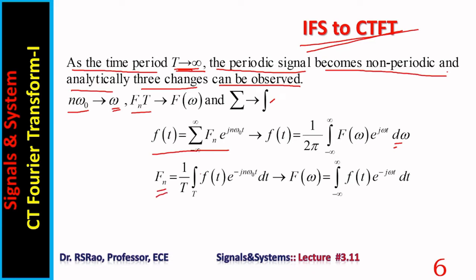Fn is 1 by T integral over the period of f of t e power minus j n omega naught t dt. It gets transformed into F of omega equal to integral from minus infinity to plus infinity f of t e power minus j omega t dt. So this is a forward relation, and this is a reverse relation.